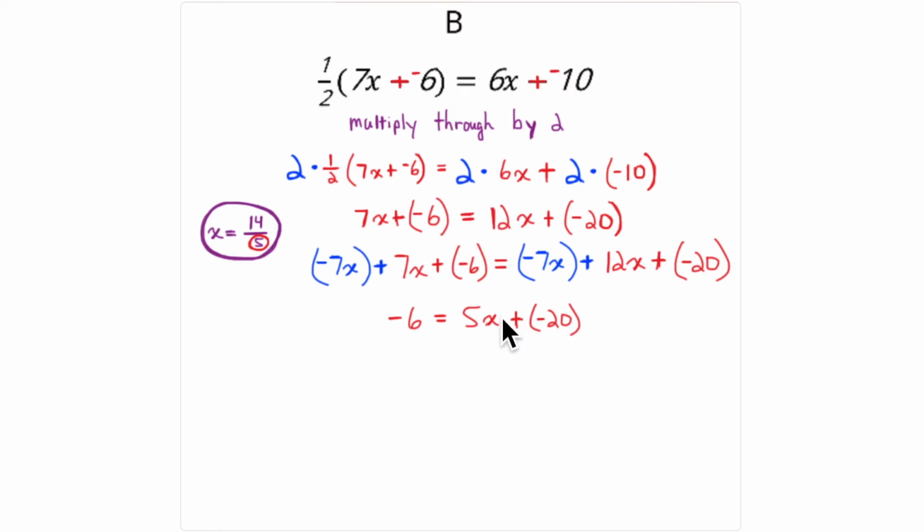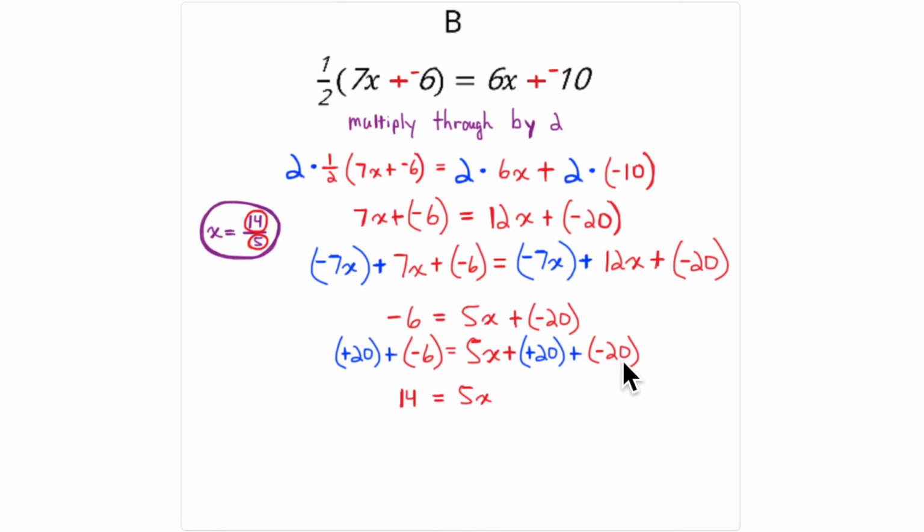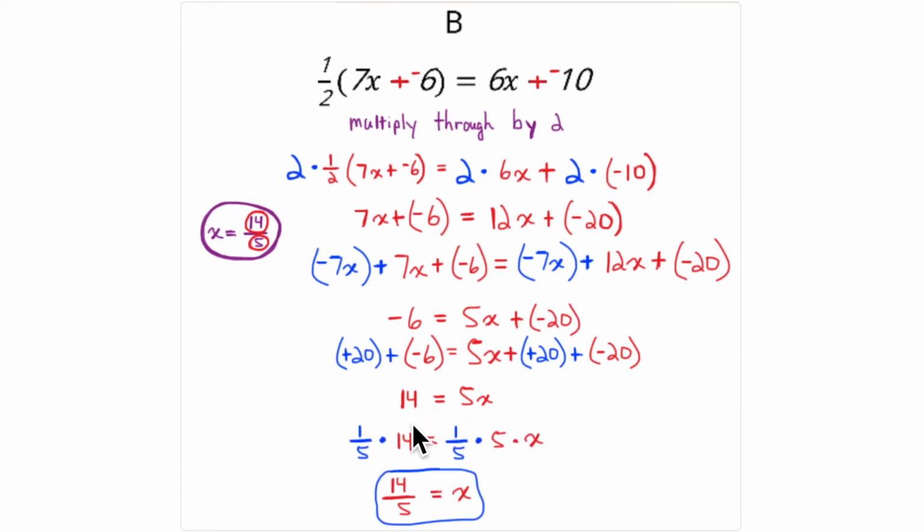And do you see the 14? 20 and 6 can combine to equal 14. 20 minus 6 equals 14. So I'm going to add a positive 20 to this side to get rid of this negative 20. So 20 plus a negative 6 is 14. So there's the 14. And now it's 1/5 of 5x, and it's 1/5 of 14. So that's 14/5 is equal to x. So think through it. Practice saying it to yourself.